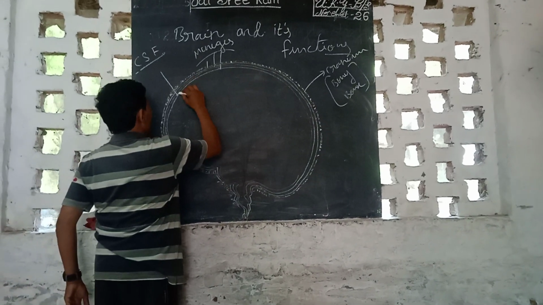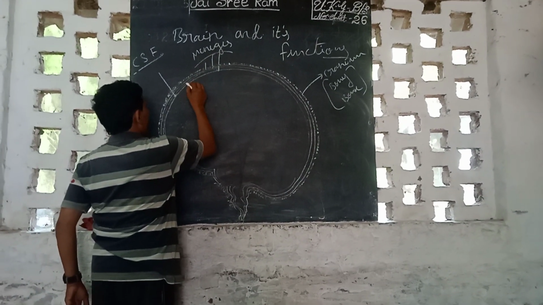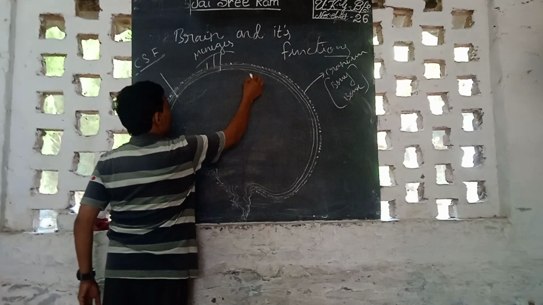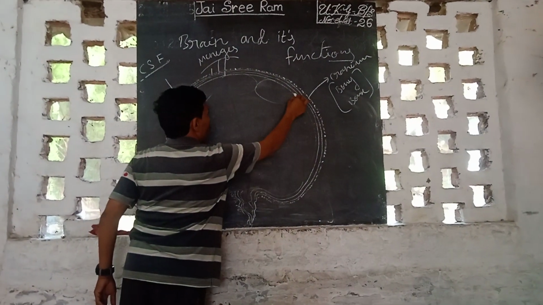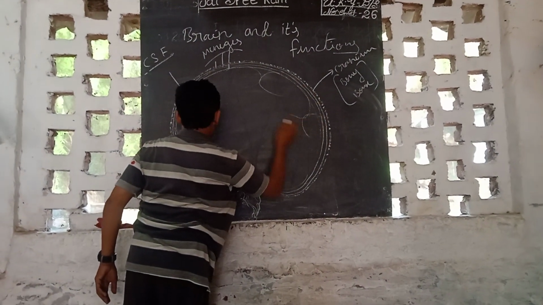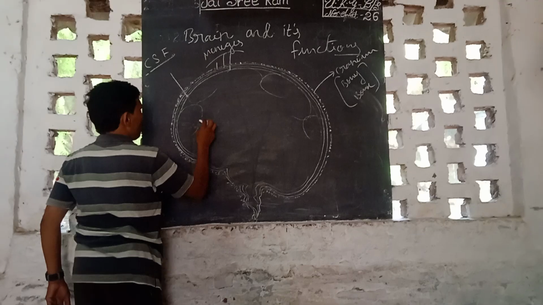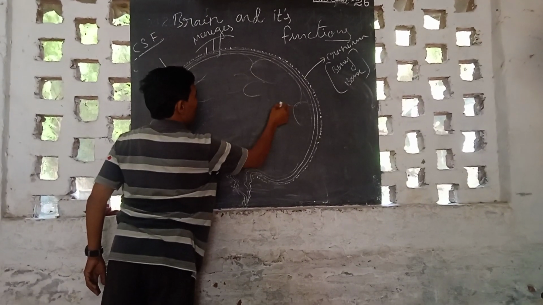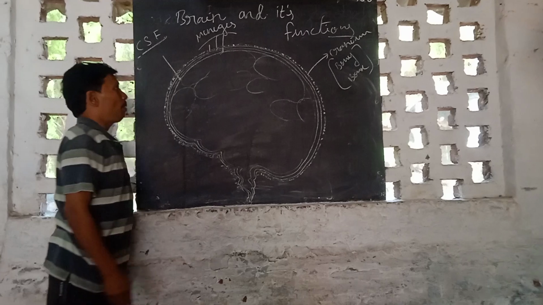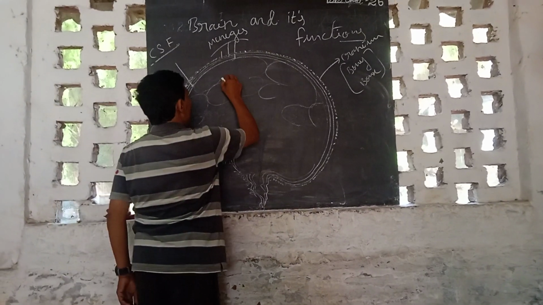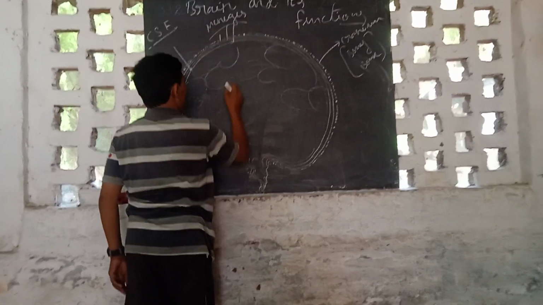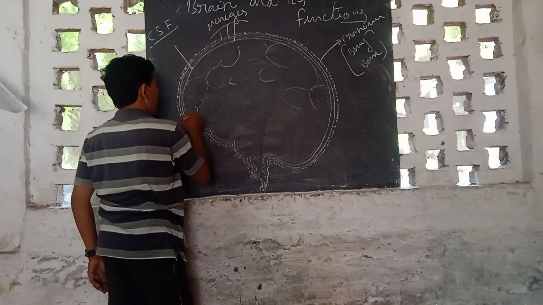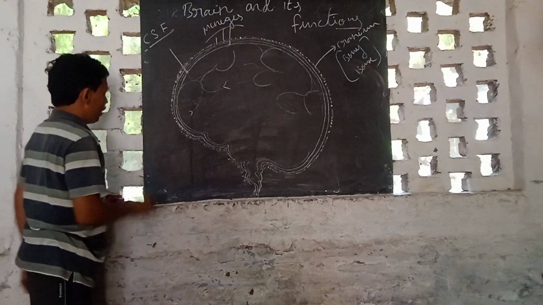So your brain is internally divided into many regions. What are the main regions of your brain? Actually, your brain is divided into three major parts. What are the three major parts? I told you already: forebrain, midbrain, hindbrain.